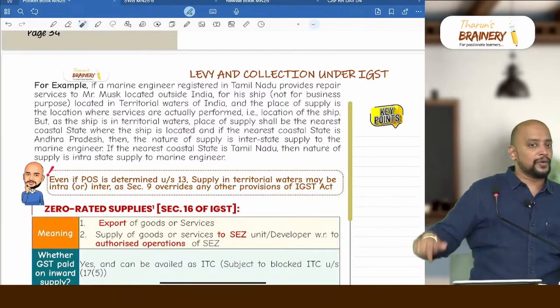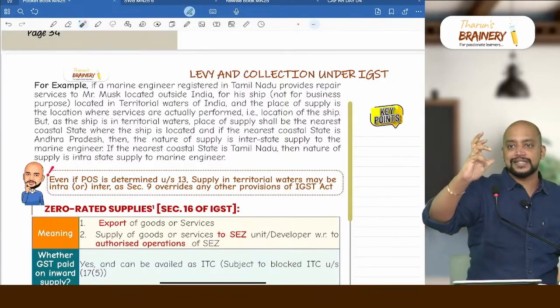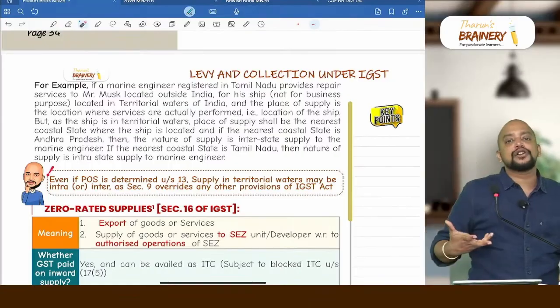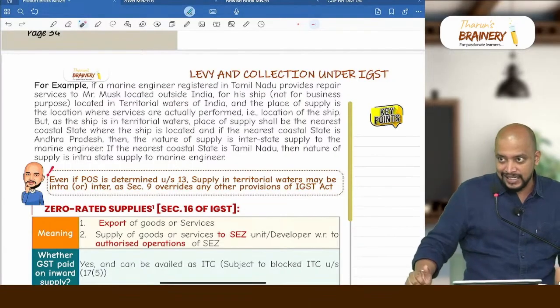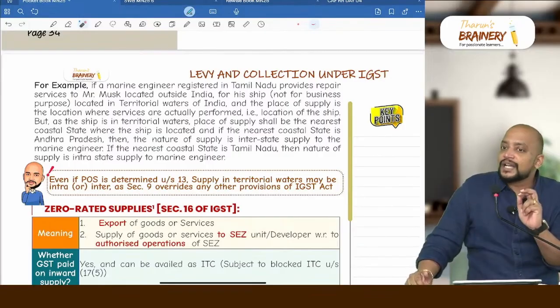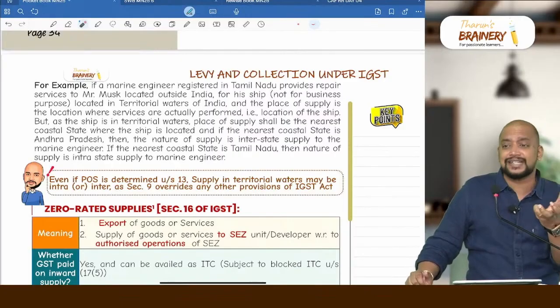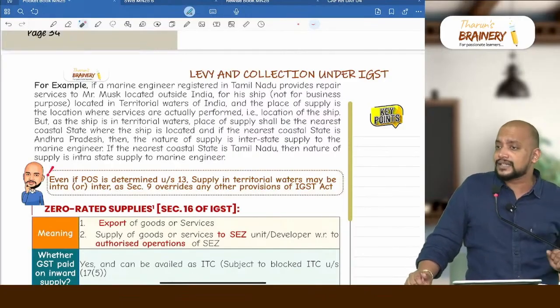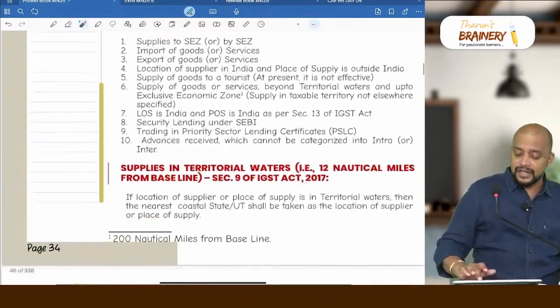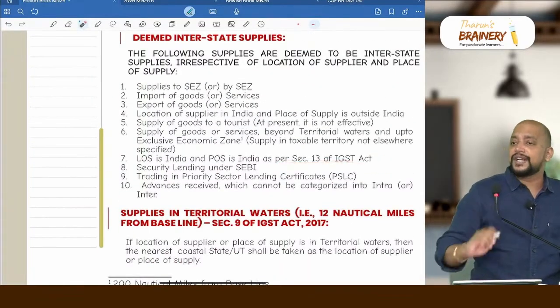It is in territorial waters. We need to see the nearest coastal state. If the ship's nearest coastal state is Tamil Nadu, this person is also in Tamil Nadu, therefore it will become intrastate supply. If the ship's nearest coastal state is Andhra Pradesh, then it will come under interstate supply. But here, the moment the place of supply is determined under section 13, it should be deemed interstate now. Then how can it become intra or inter? Because just now we saw deemed inter, once the place of supply is determined under section 13, it should be deemed inter.